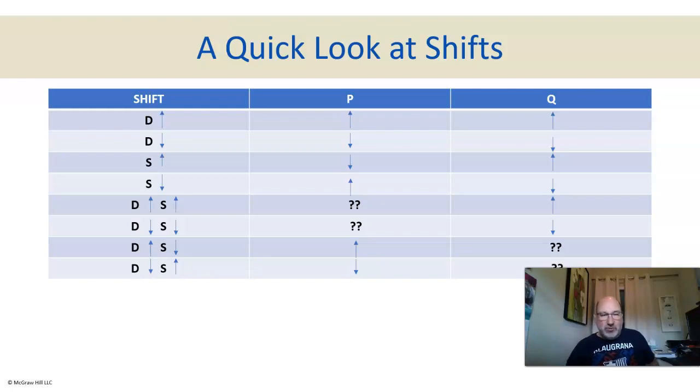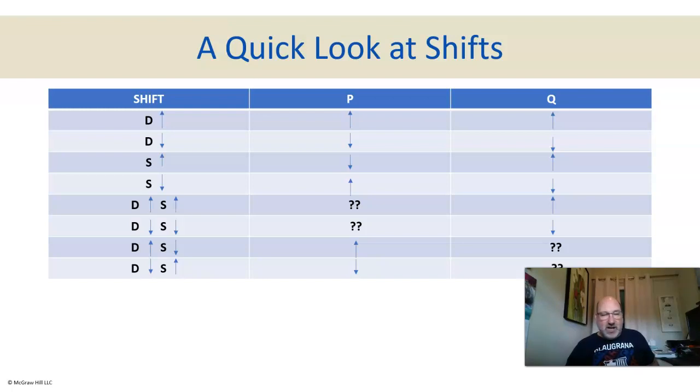Now we get into what we call dual shifts. The first dual shift, demand and supply both go up. The only thing we know there is that quantity is going to go up. The question becomes, what happens to price? Because if demand goes up, price goes up. If supply goes up, price goes down. It depends on the relative size of shift. If the demand shift is greater than the supply shift, price will go up. If the supply shift is greater than the demand shift, price will go down. That is how that works.